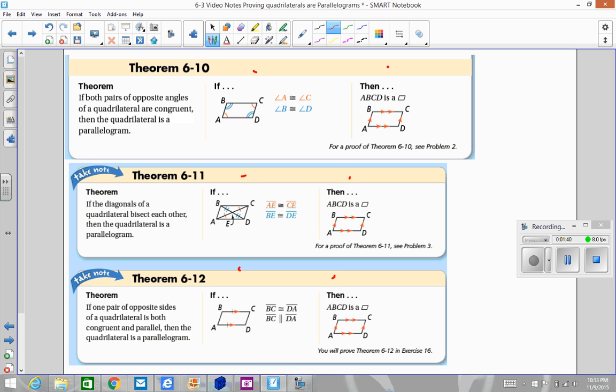And then finally the last piece says if one pair of opposite sides of a quadrilateral is both congruent and parallel, then it is a parallelogram. This is an interesting one. So one side is parallel and congruent. This is the one that people forget all the time, so watch out for that one.